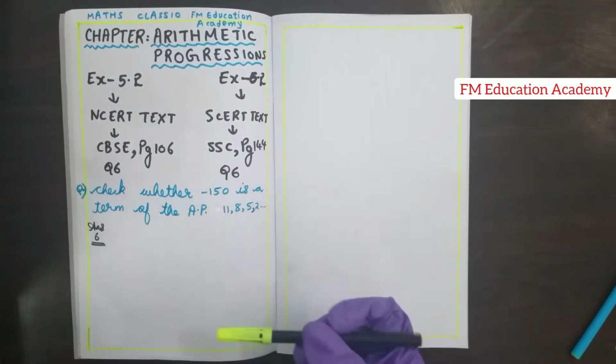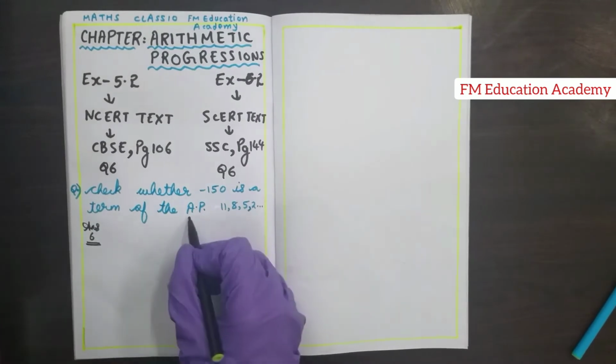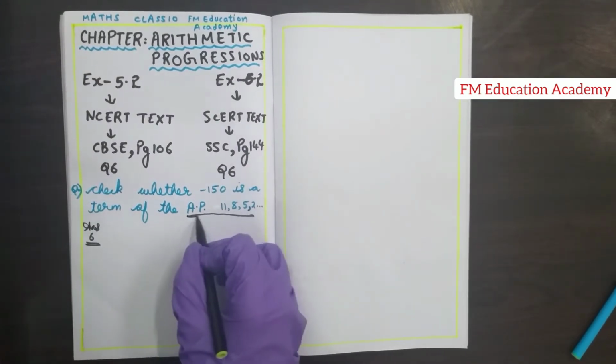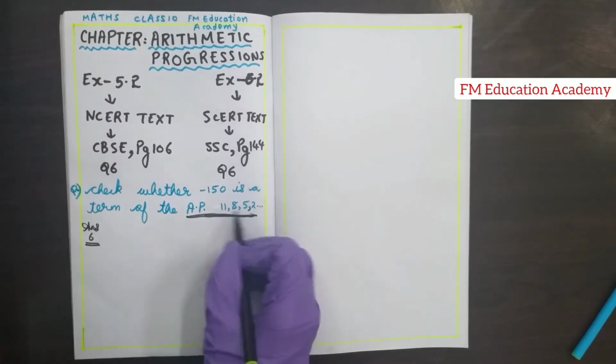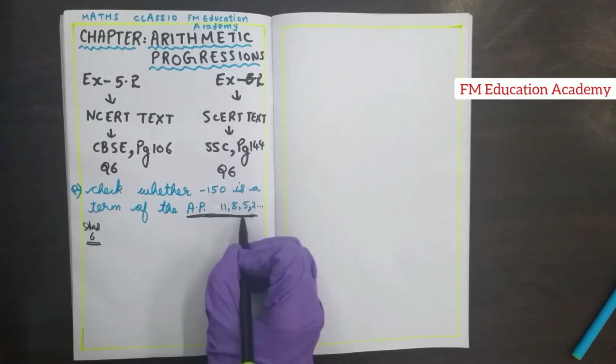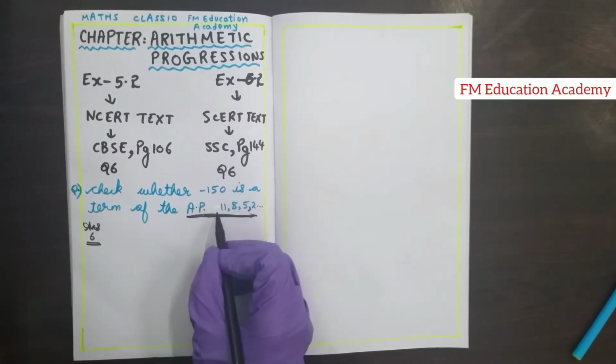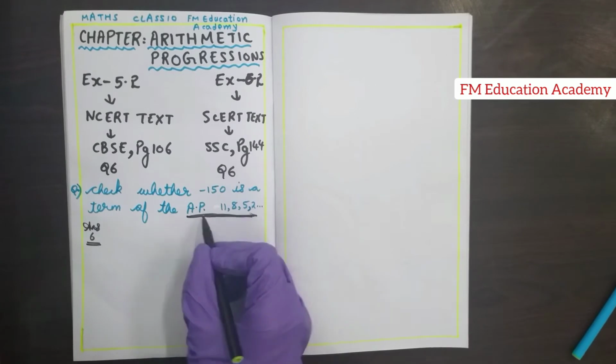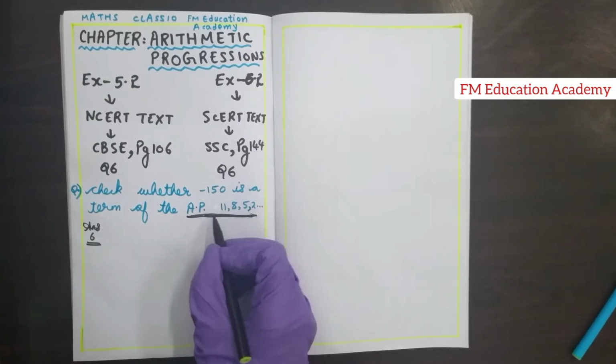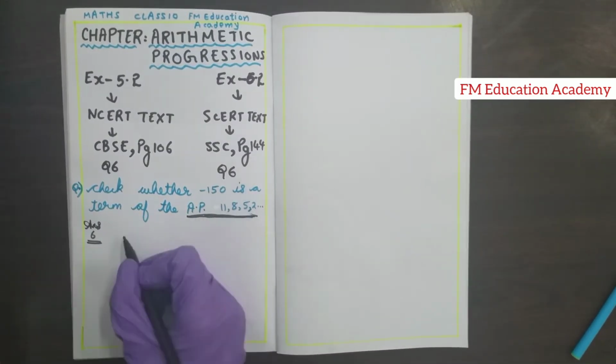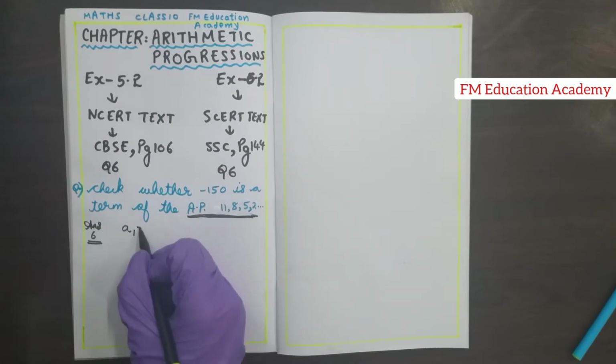So here the question is clearly telling me that this is an AP. The series of the AP is given to me in the question. If the series of the AP is given, I don't have to check whether it is an AP or not. Already it is verified that it is an AP. Now, in an AP, I can know the value of the first term, A1, that is equal to a.